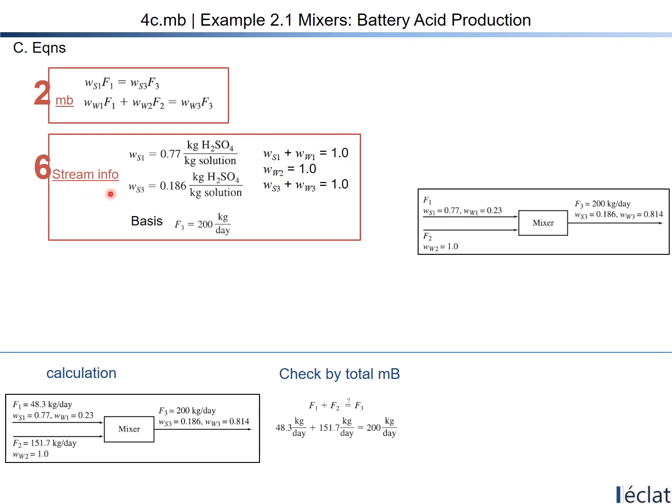From the stream information you could define, like, the sulfuric acid weight fraction in stream 1 is like that, and in stream 3 like that, and the weight fractions in stream 1 sum to 100%, and also for the second input stream it is pure water, so the weight fraction should be 100%, plus the basis. The basis is one of the equations or fixed values. So let me count those numbers: 1, 2, 3, 4, 5, 6. So 6 additional equations are obtained.